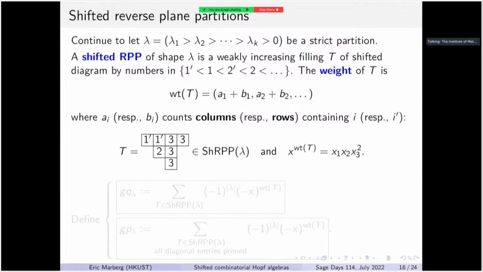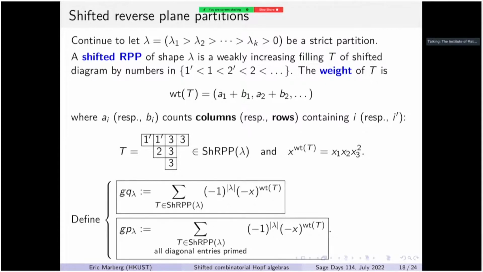Again, the interesting thing is how we compute the weight of this very general object. What you do is you count the number of columns containing i and rows containing i prime. You add those up, and then that is the exponent of x_i when you do this evaluation. So in this example, there are two 1 primes, but they only appear in one row, so x1 is to the first power. There's only one 2, so it's x2. And then even though there are four 3s, they only appear in two distinct columns, so you have x3 squared.